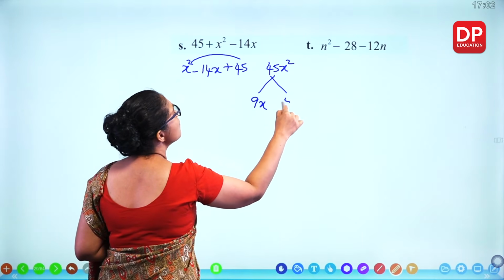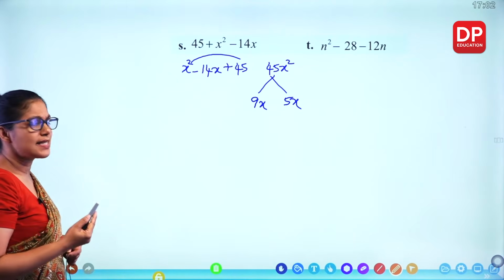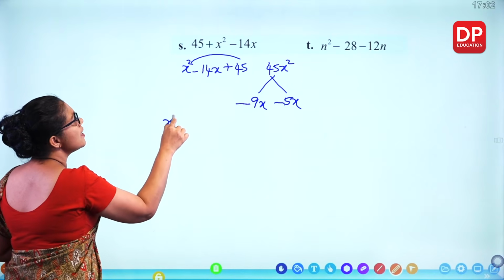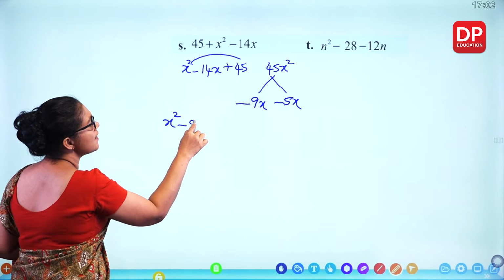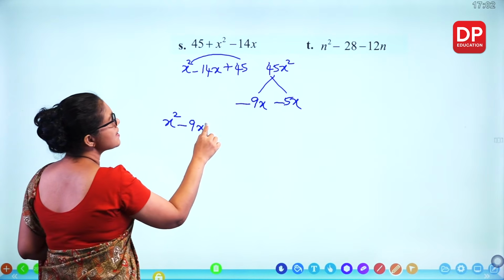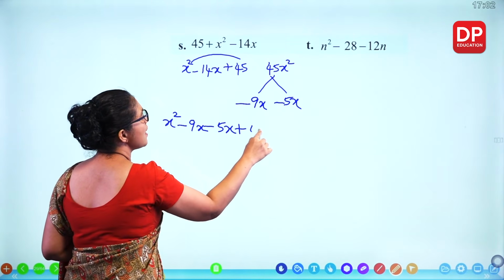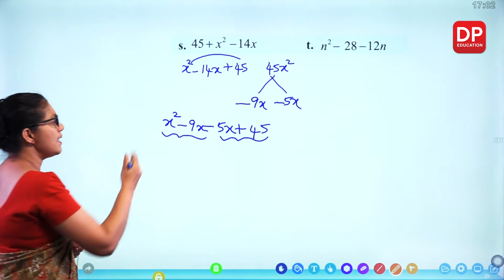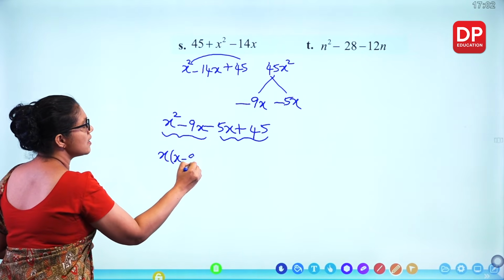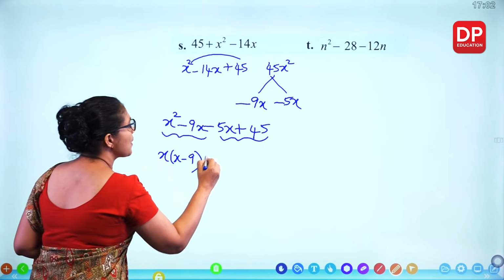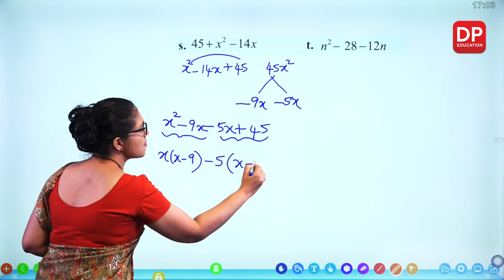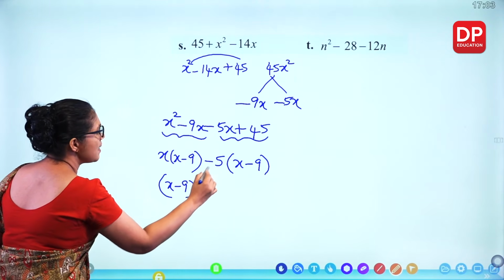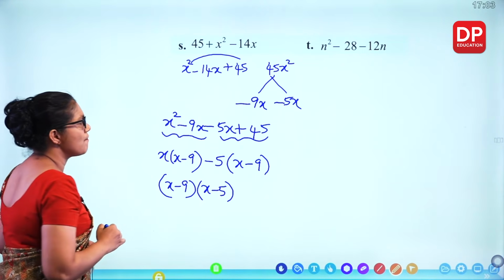9 and 5. But the middle term is negative, so that means both should be negative. So instead of minus 14x, I can write minus 9x and minus 5x plus 45. Take first two separately and last two separately. x is common, take it out, you get x minus 9. Minus 5, take it out, x minus 9. Then we see x minus 9 is common. The remaining part is x minus 5.